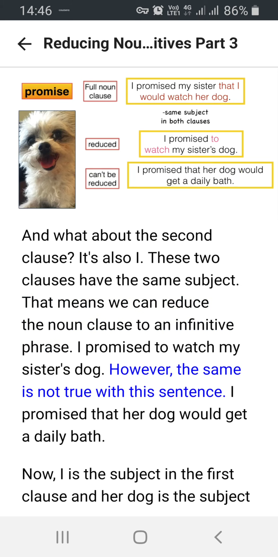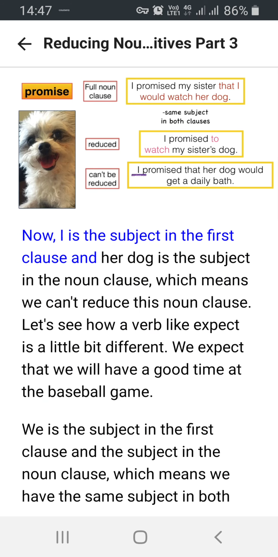However, the same is not true with this sentence. I promised that her dog would get a daily bath. Now, I is the subject in the first clause, and her dog is the subject in the noun clause, which means we can't reduce this noun clause.